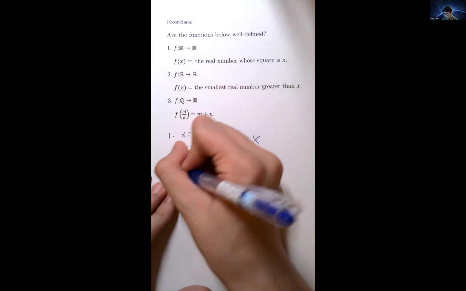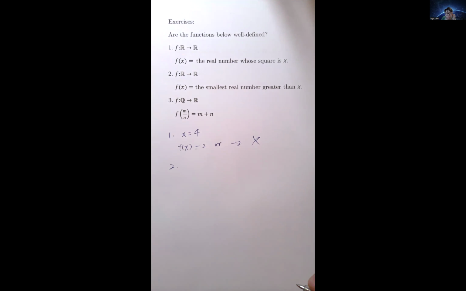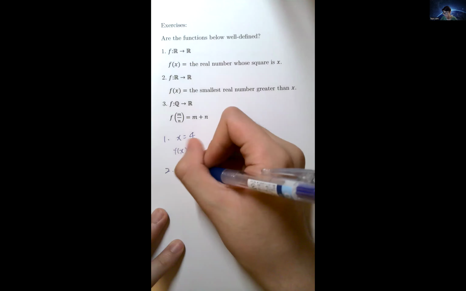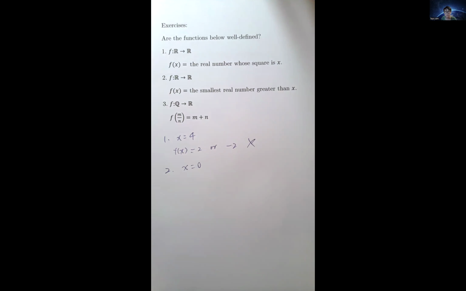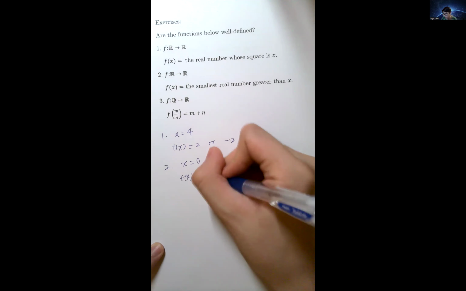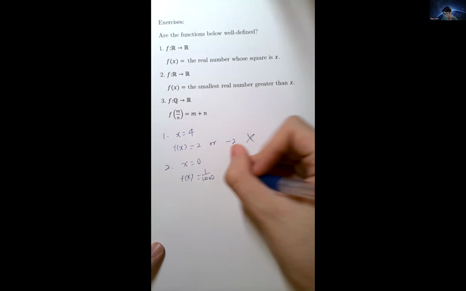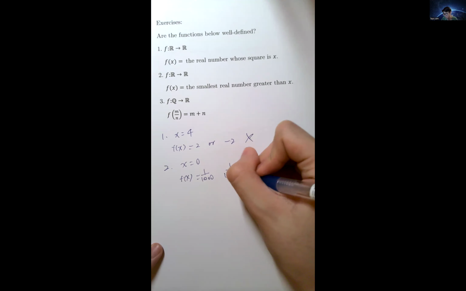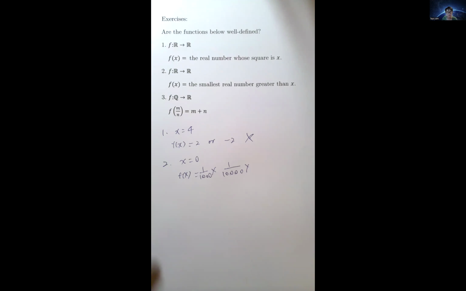For the second one, it's the same reason. What do you mean by the smallest real number greater than x? It's not a number that you can attain. If you say it's smaller, you always have a smaller real number. Like if x equals 0, what does it mean? If we say f(x) equals 1 over 1000, it's not correct because 1 over 10,000 is smaller than it. Then you can just continue the sequence, so it's not correct in this way.